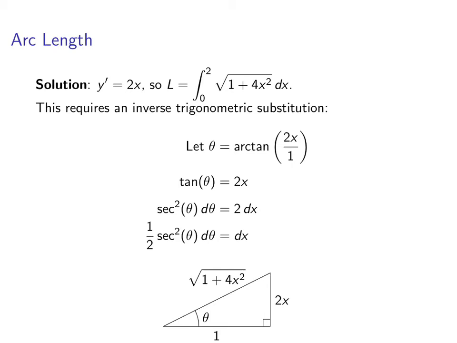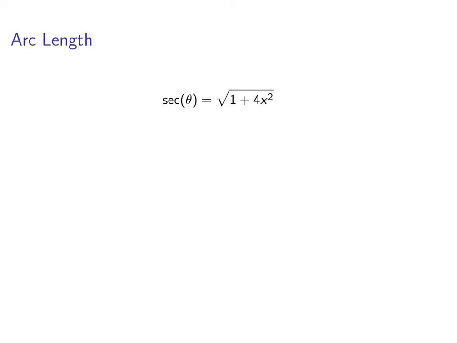Okay, so if we draw the triangle, if tangent of theta is equal to 2x, that means opposite is 2x, adjacent is 1, and that makes our hypotenuse square root of 1 plus 4x squared. So that tells us that secant theta is equal to square root of 1 plus 4x squared.